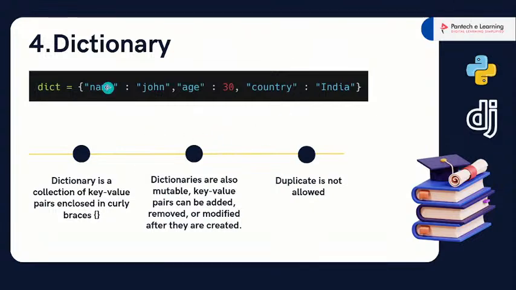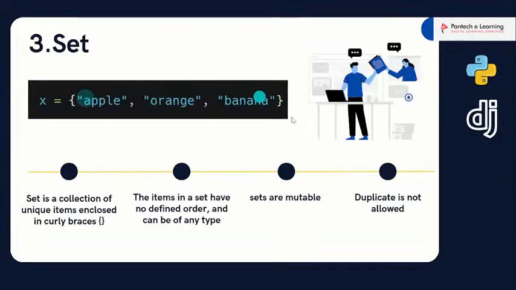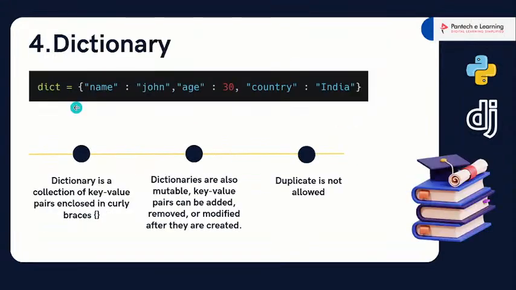What is a dictionary? It is similar to a set. How do we define a set? We use curly brackets for a set, right? We use the same curly brackets for a dictionary. But what is the difference between a set and a dictionary? A dictionary is key value pair data. It contains key value pairs.